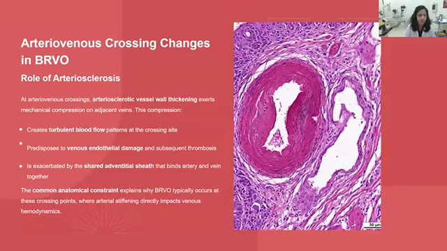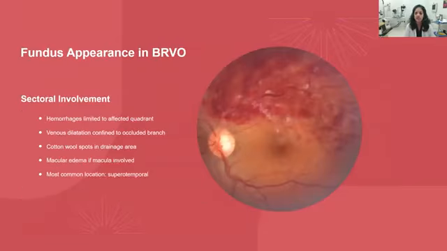The fundus appearance in BRVO, as you can see in the picture, shows sectoral involvement depending on which quadrant is involved. Hemorrhages are limited to that quadrant. Venous dilatation is confined to that occluded branch. Cotton wool spots in that drainage area. And macular edema if the macula is involved. And again, the most common location is supratemporal.